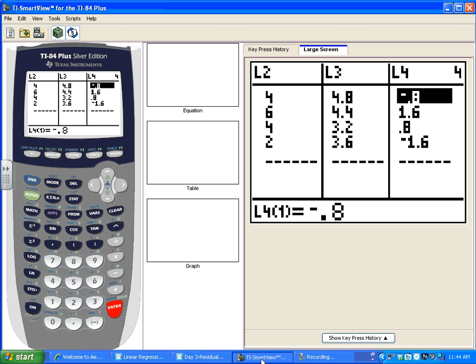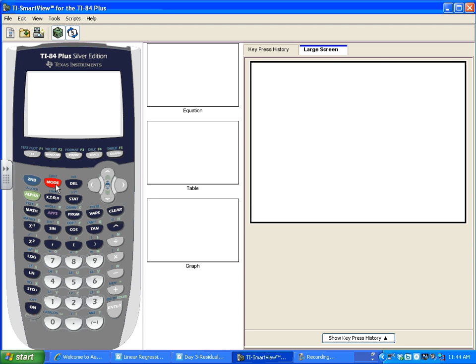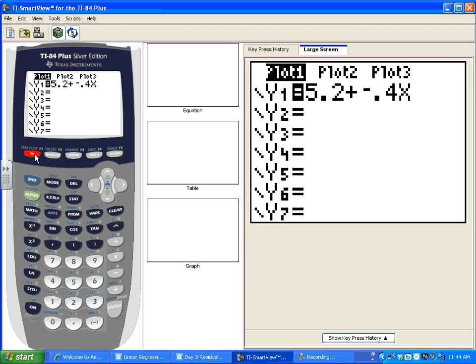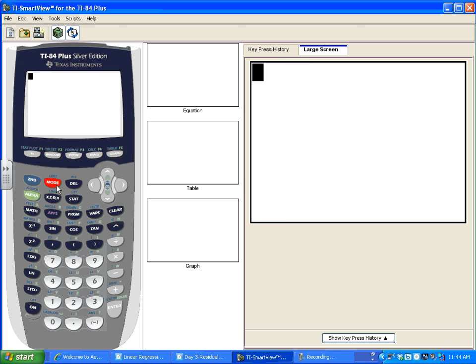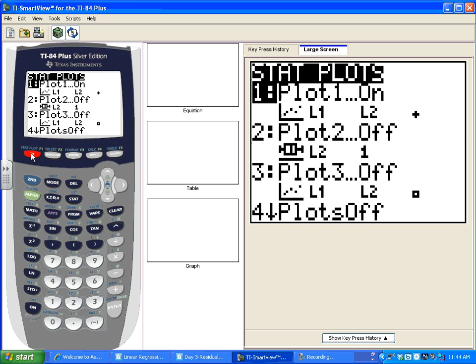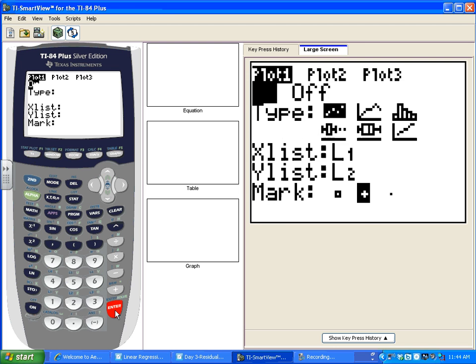Okay. So exit out. Clear out your y equals. We don't want that line of best fit in there anymore. And now go up to your stat plot. I want to plot my residuals.